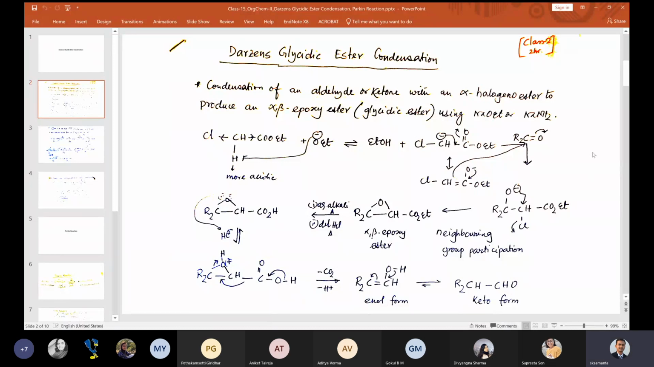So what we said here is, as compared to your Claisen ester condensation, in this case, instead of taking just ethyl acetate, we are replacing one hydrogen with a chlorine. Because we are replacing one hydrogen with a chlorine, the course of the reaction changes.